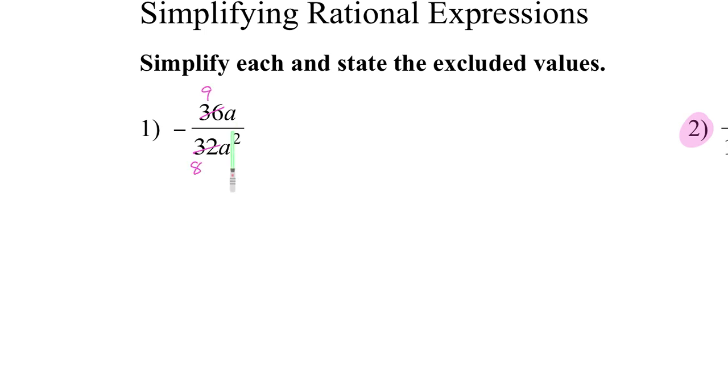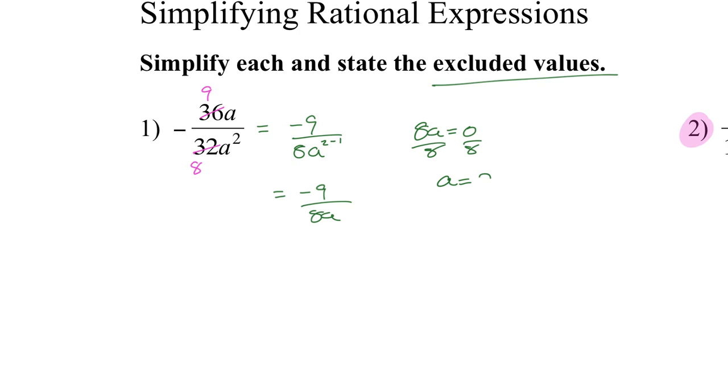And then the a and the a squared, I can simplify just by using properties of exponents. So that means that it is negative 9 over 8a squared minus 1. Remember that when we have the same base and we're dividing, we just subtract the exponents. So that means that this is negative 9 over 8a. Now, whenever I have just the variable in the denominator, I've got to find my excluded value by taking my denominator and setting it equal to 0. Divided by 8, that means that a equals 0. That's my excluded value, and this is my simplification.